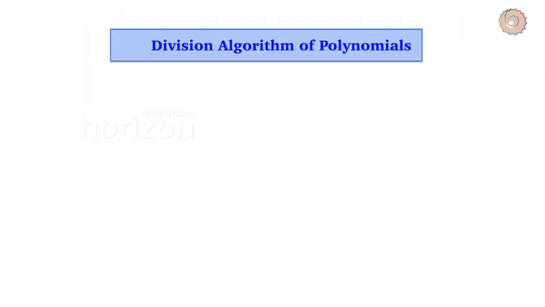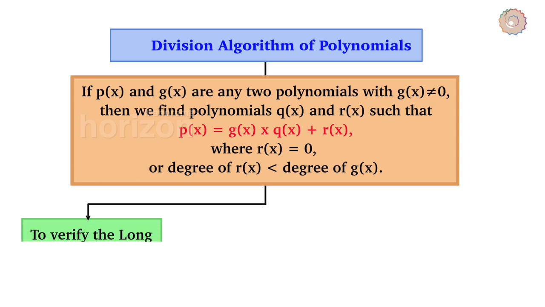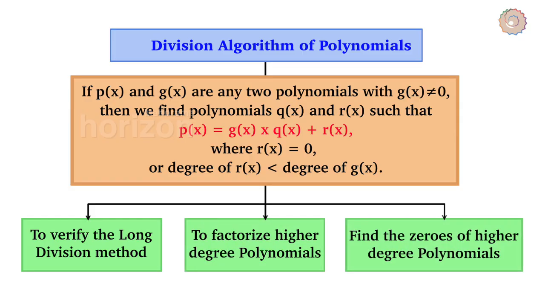So we can conclude that the division algorithm for polynomials in one variable x is: if p(x) and g(x) are any two polynomials with g(x) not equal to 0, then we find polynomials q(x) and r(x) such that p(x) = g(x) q(x) + r(x), where r(x) = 0 or degree of r(x) is less than degree of g(x), and it is used to verify the long division method to factorize higher degree polynomials and to find the zeros of higher degree polynomials.